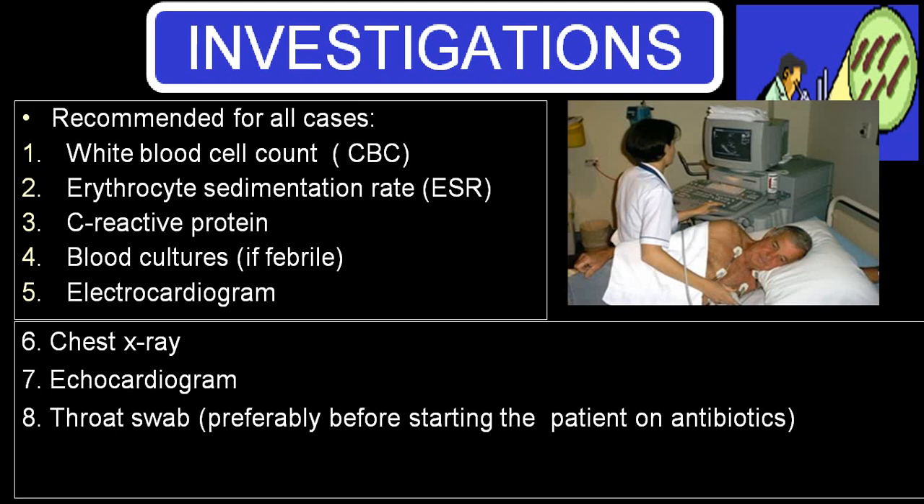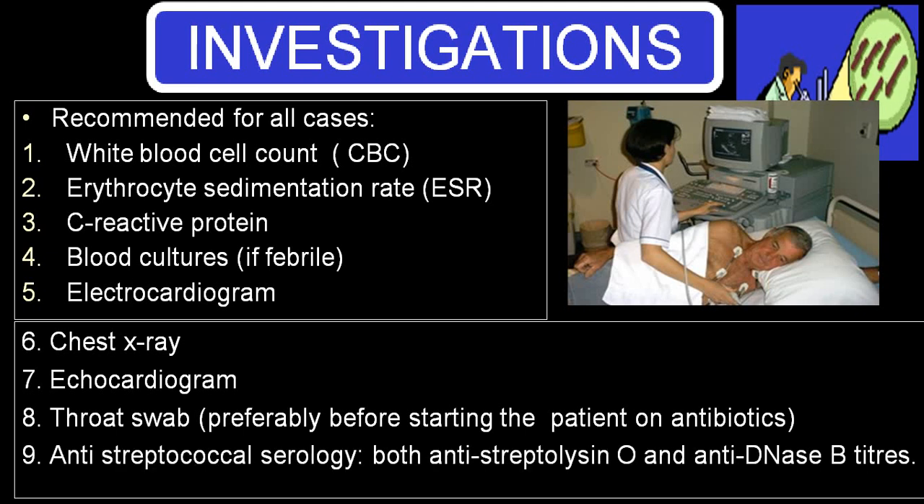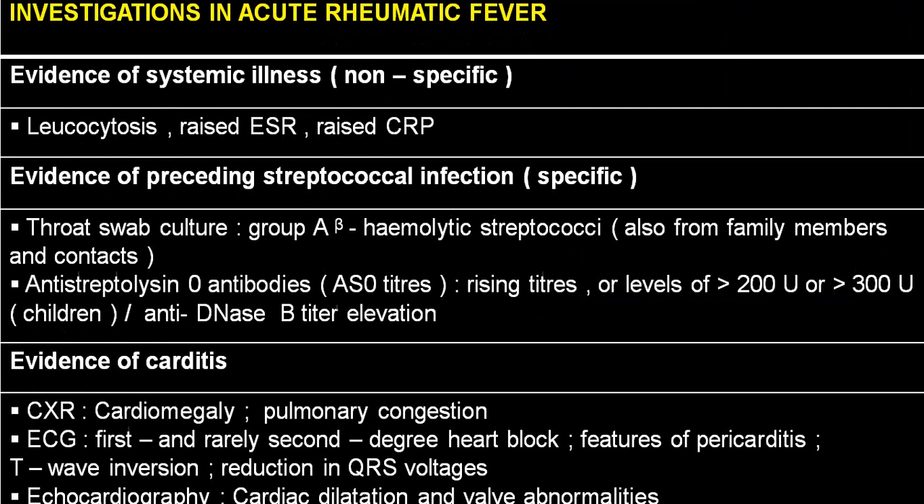Throat swab, and sending it for a culture. Anti-streptococcal antibodies, ASO titer, anti-streptodornase titer, etc. are very useful. So leukocytosis, raised ESR, raised CRP, throat swab culture positive, anti-streptolysin O titer higher than 300, and anti-streptodornase titer if possible. If it is elevated, again it goes in favor.